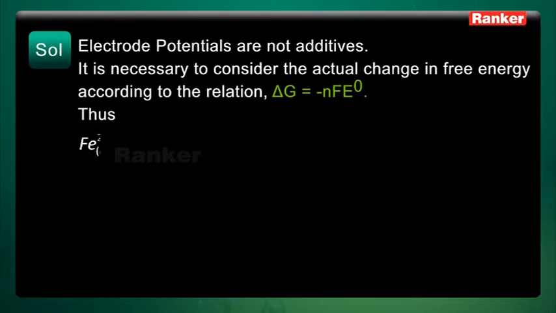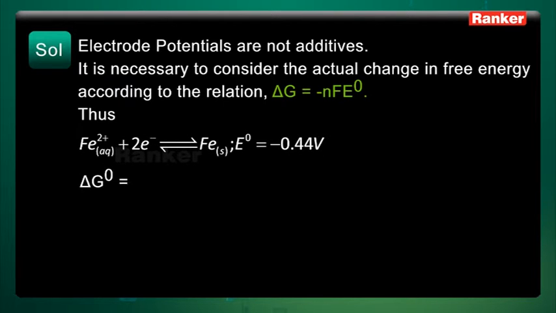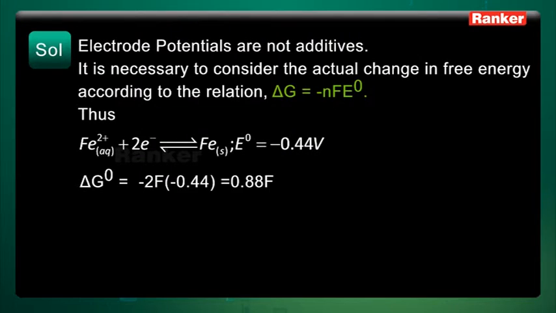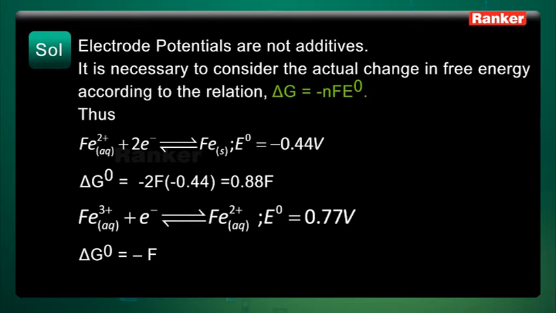Now look at the data. Fe2+ + 2 electrons gives Fe, E0 is minus 0.44 volts, corresponding delta G0 comes to 0.88 F. You can see delta G0 equals minus 2F into minus 0.44 volts. 2 because the number of electrons involved in the reaction is 2. 2 electrons are involved, so n comes to 2. So when you take n as 2 and put the value of E0, you get the value of delta G0 as 0.88 F. Now for the next equation, that is Fe3+ + electron gives Fe2+, E0 is 0.77 volts and corresponding delta G0 comes to minus 0.77 F.